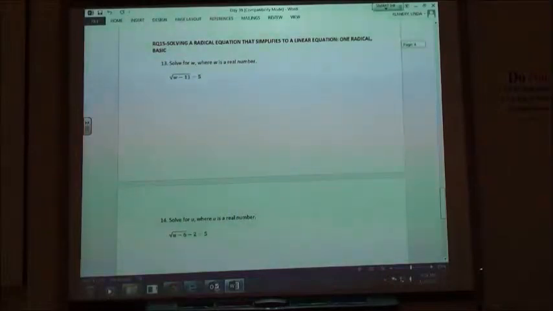Once the radical is by itself, like on this first problem, I'm going to get rid of the square root by doing the opposite. What's the opposite of a square root? Not a square root? Oh, you're right, it's not a square root. What do you think the opposite of taking the square root of something is?